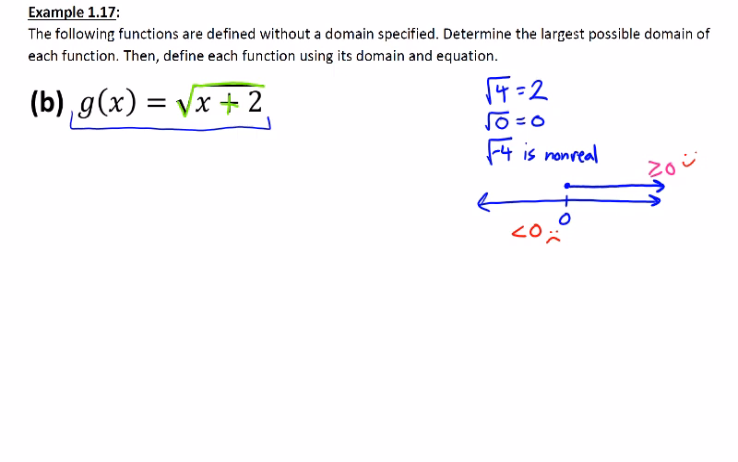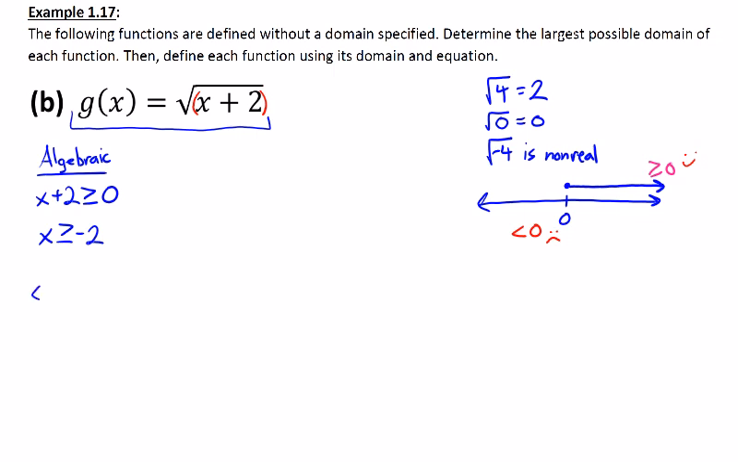So in this equation, I have the expression x plus 2 inside that square root. So the square root is being applied to the entire x plus 2 statement. So I'm going to take the x plus 2 statement. Again, this is going to be an algebraic technique. I'm going to make it greater than or equal to 0. When I solve that, I will get the statement x is greater than or equal to negative 2.